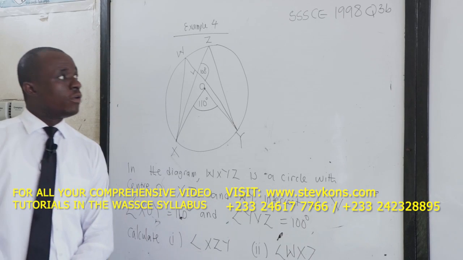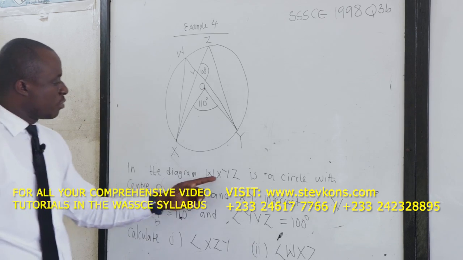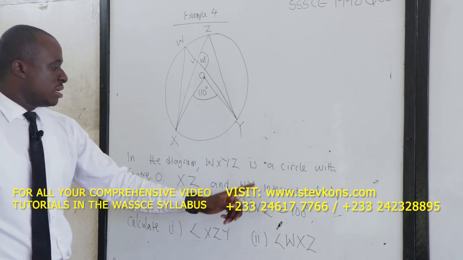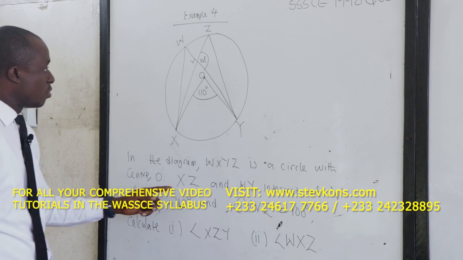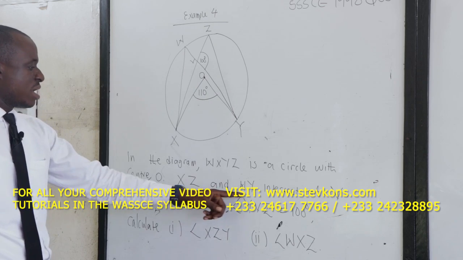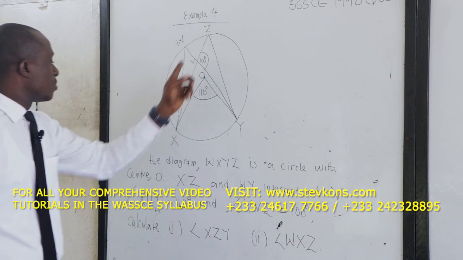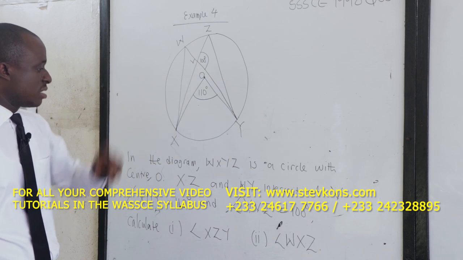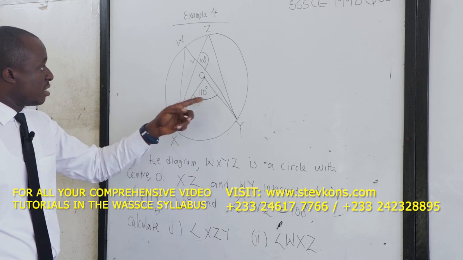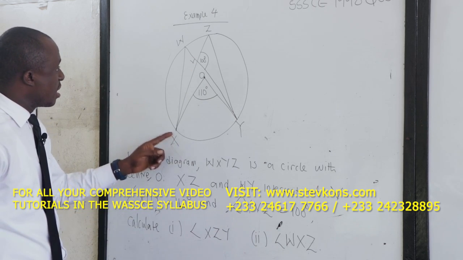Now, this example 4, that is SSC 1998, question number 3B. In the diagram, WXYZ is a circle with center O. XZ and WY intersect at V. So this and that are intersecting at V. Now angle XOY is 110 degrees. You are being told to find XZY.